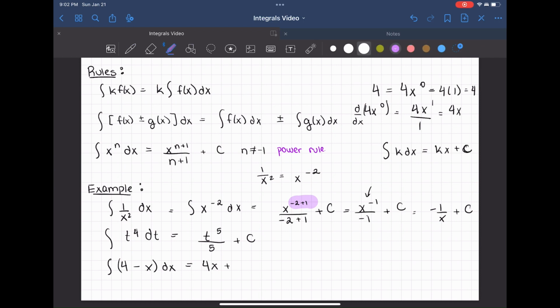Okay, so we have this one taken care of. Let's look at the next one, the negative x. And for negative x, we can imagine that there's a little 1 right there as its exponent, right? And again, we can just apply the power rule to that. So x to the first, using the power rule, add 1 to the exponent, so 1 plus 1 is 2, and then we divide by the new exponent, 2. And again, we add plus c to that.